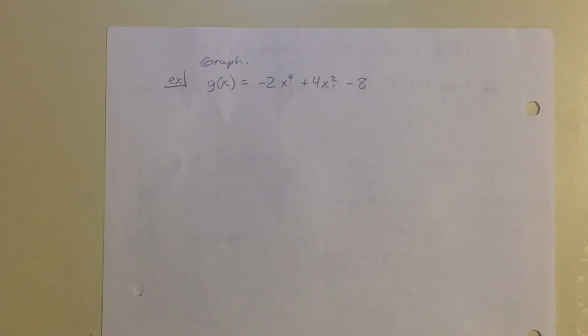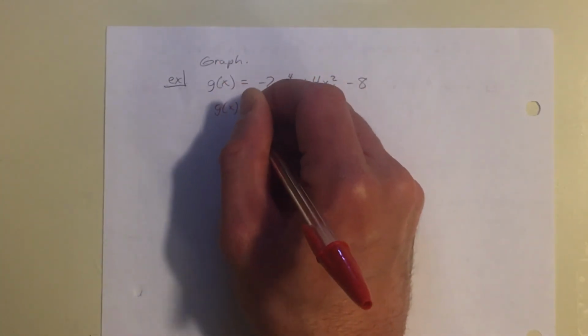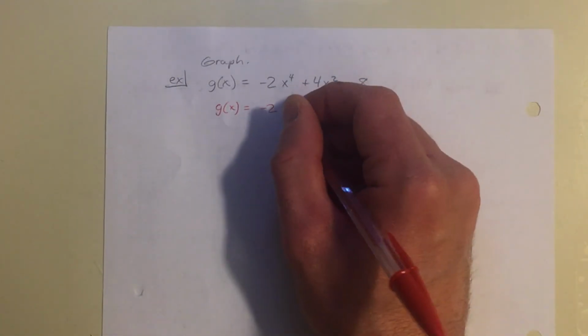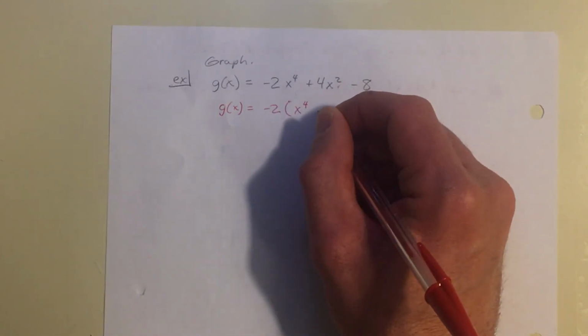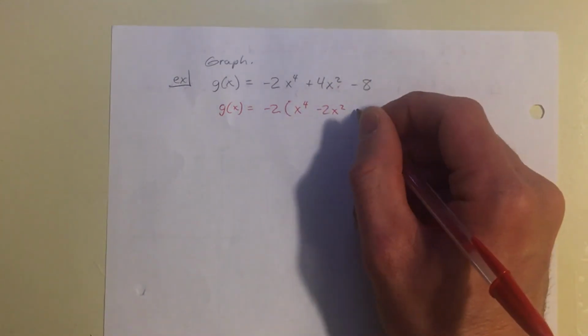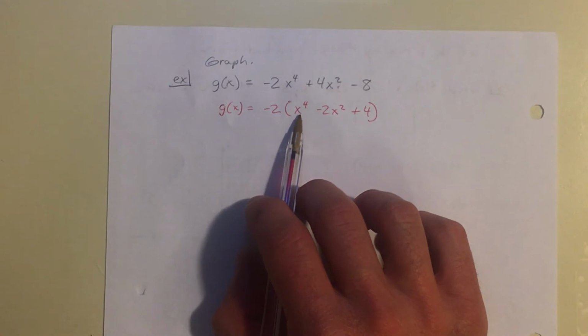But we always need to check and see if we can factor out a monomial. And in this case, we can. And not only will we factor out a monomial, we will factor out a negative monomial. Whenever there's a negative out front, we need to factor out a negative. So I'm going to write this as g of x equals -2 times, leaving behind x to the 4th. Divide 4 by -2, we get -2x squared. Divide, we get +4. So we factored out a monomial, and then we're tasked with factoring this out right here.